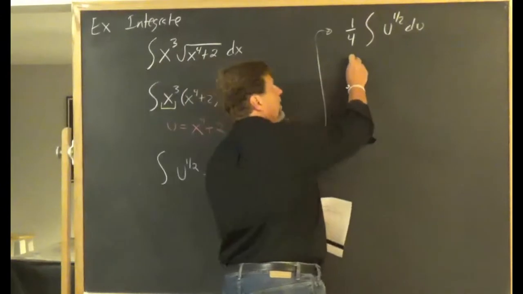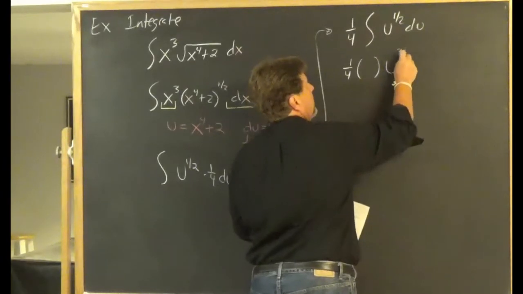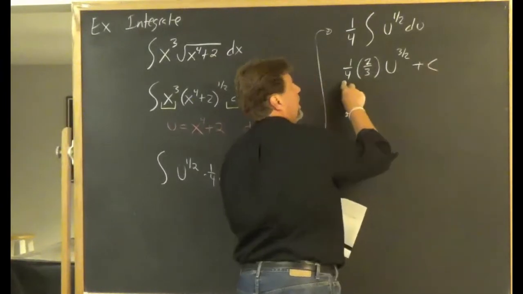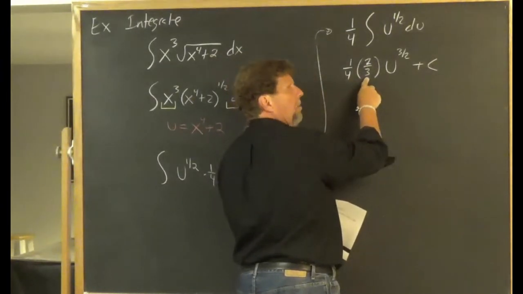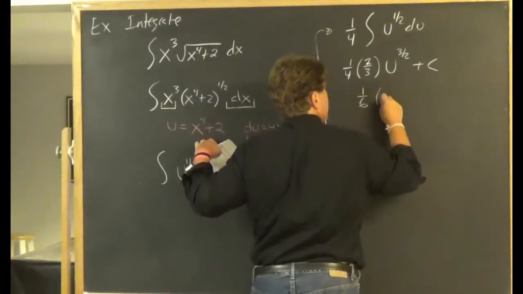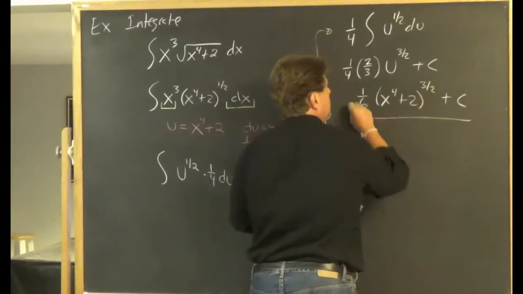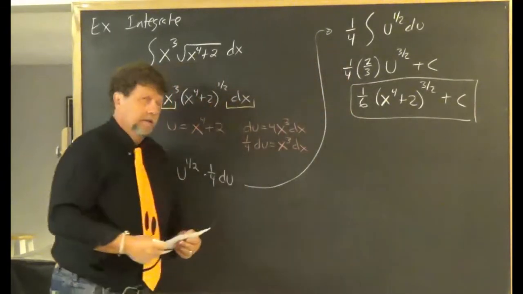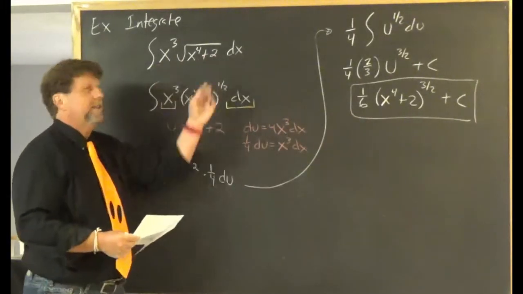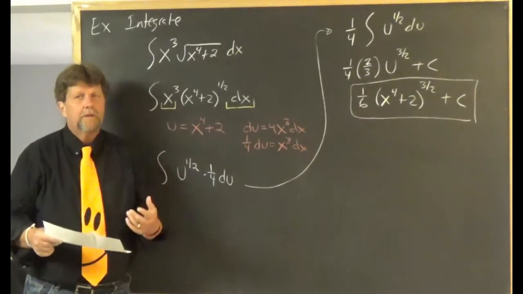Now we just get our antiderivative. Remember, leave a little space because we're going to add 1 to the exponent. And here we have to put the reciprocal of the new exponent. 1/4 times 2/3, that's a 1/6. U was x to the 4th plus 2. And we are done. And yes, we can check to make sure that's correct by differentiating it, and we better get the integrand back. But we've done 3 examples now of U-substitution.